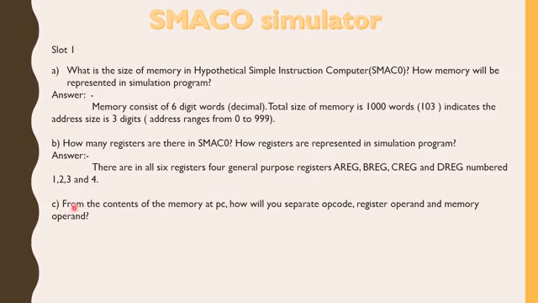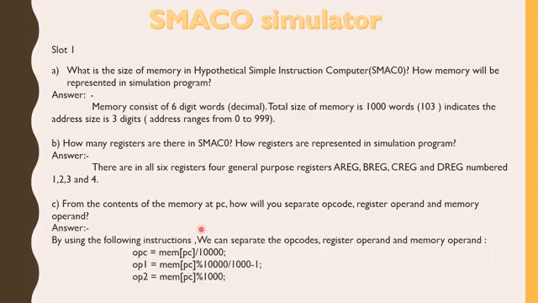So the next question is: from the contents of your memory at the PC, that is your program counter, how will you separate out the opcode, register operand and your memory operand? For execution of your program, the instruction will be given to you, and you will have to separate it out into 3 different parts. That is, first the opcode, then the register operand and your memory operand. So how will you do this?